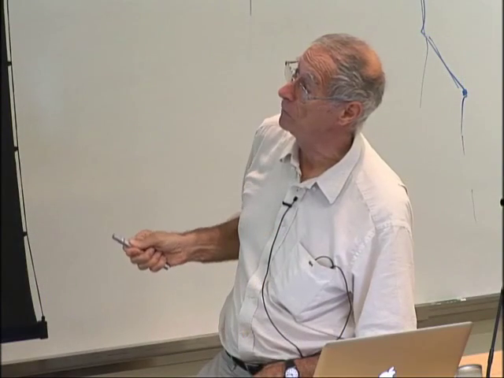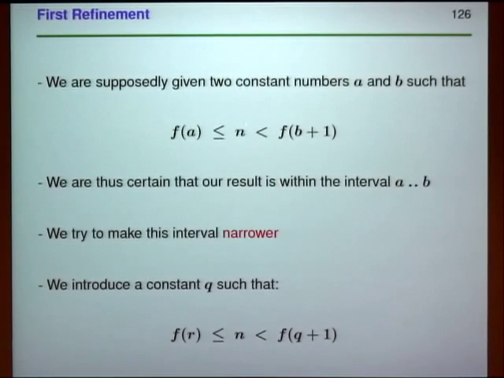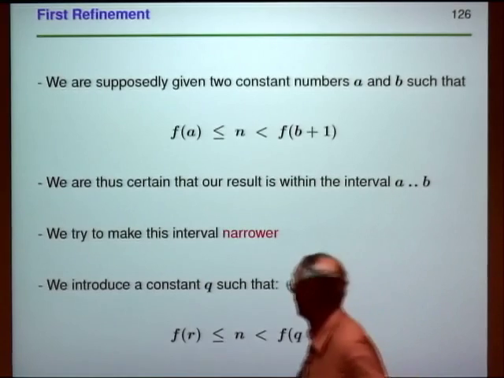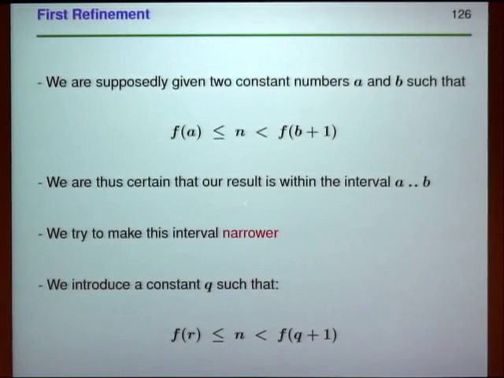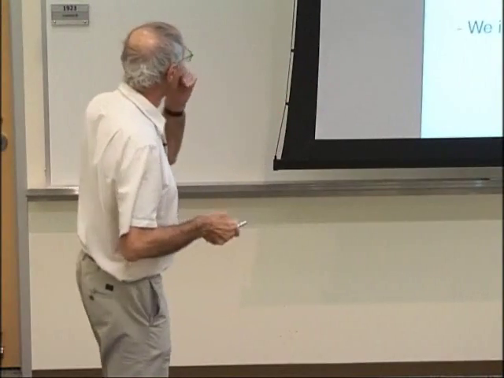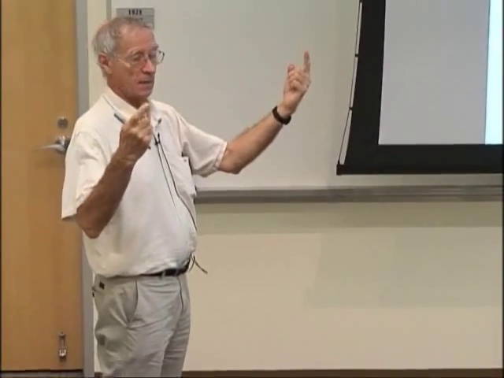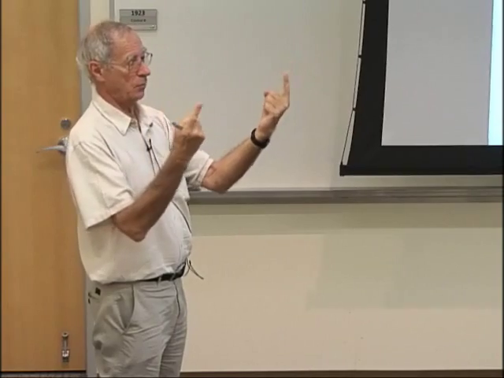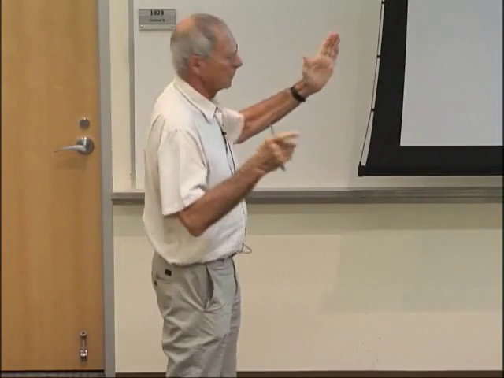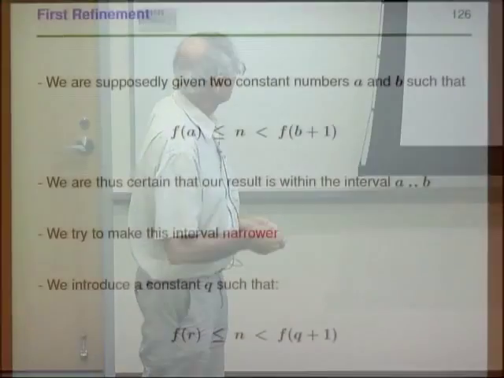Suppose we are given two numbers a and b with these properties: f of a is smaller than or equal to n, and n is smaller than f of b plus 1. And we are thus certain that the result is in the interval a, b. Okay? And exactly like for binary search, we are going to make this interval narrower, narrower, narrower, until the moment where we reach the final result.